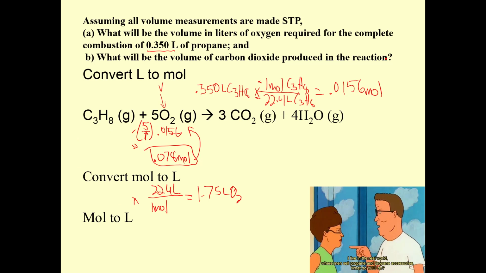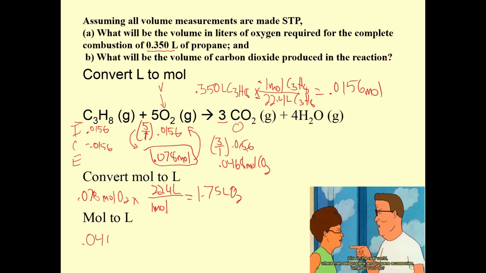Part B says, what will the volume of carbon dioxide produced in the reaction be? So the volume of carbon dioxide, this starts out at 0, is going to be based on your mole ratio. Again, 3 and 1. And remember, this was 0.0156. So 3 times 0.0156 is 0.0468 moles of CO2. So now I just have to convert that into liters. 0.0468 moles of CO2 times 22.4 liters in 1 mole. 0.0468 times 22.4 is 1.05 liters.